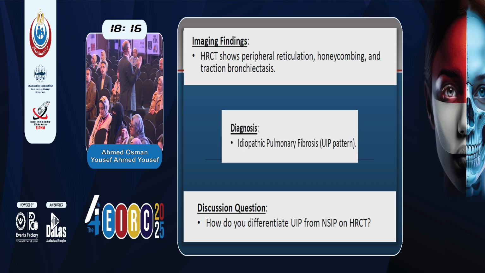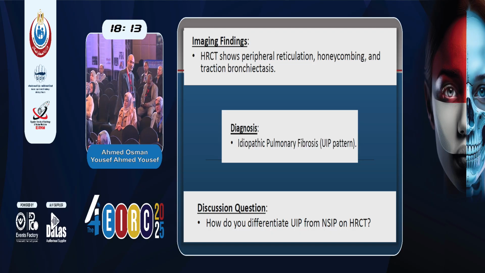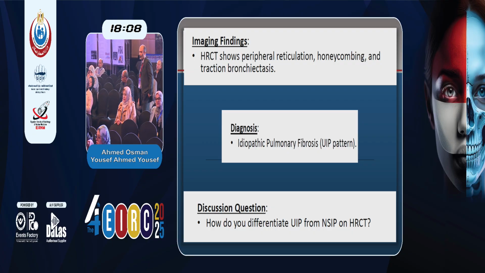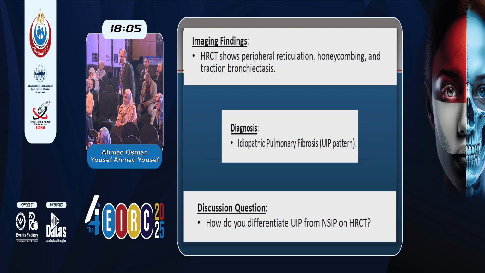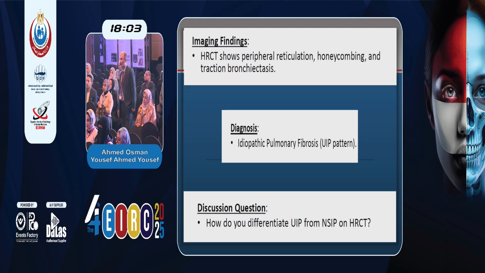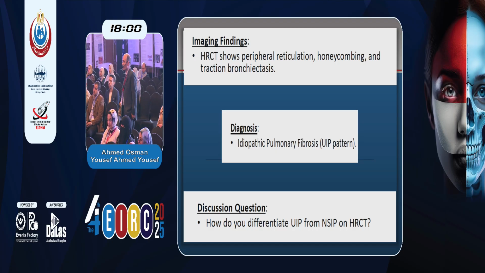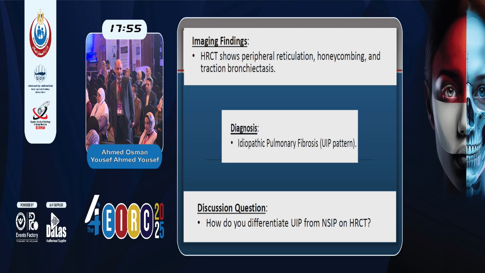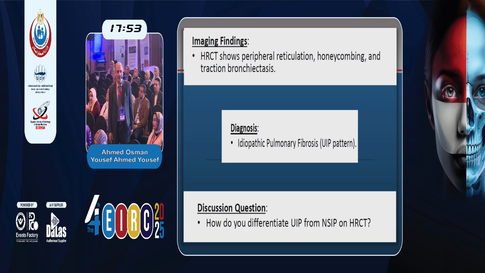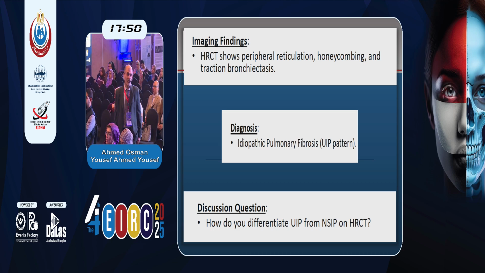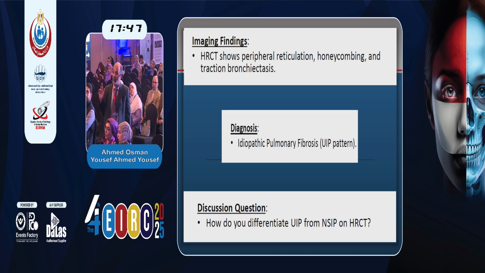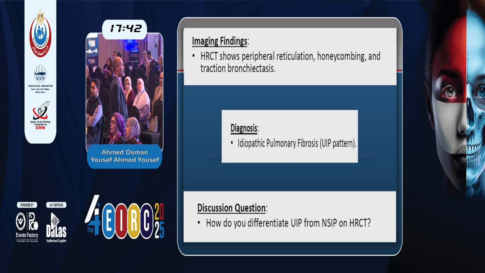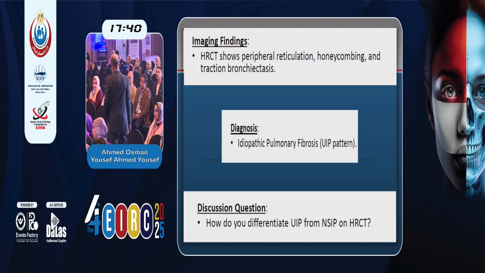How do you differentiate between UIP and NSIP on high resolution CT? Usual interstitial pneumonia and non-specific interstitial pneumonia. Yes, and these are the two most common forms of idiopathic interstitial pulmonary fibrosis. How do you differentiate? Is there any clue? As we said, the imaging clue for UIP is subpleural location and honeycombing. What is the clue for non-specific interstitial pneumonitis?